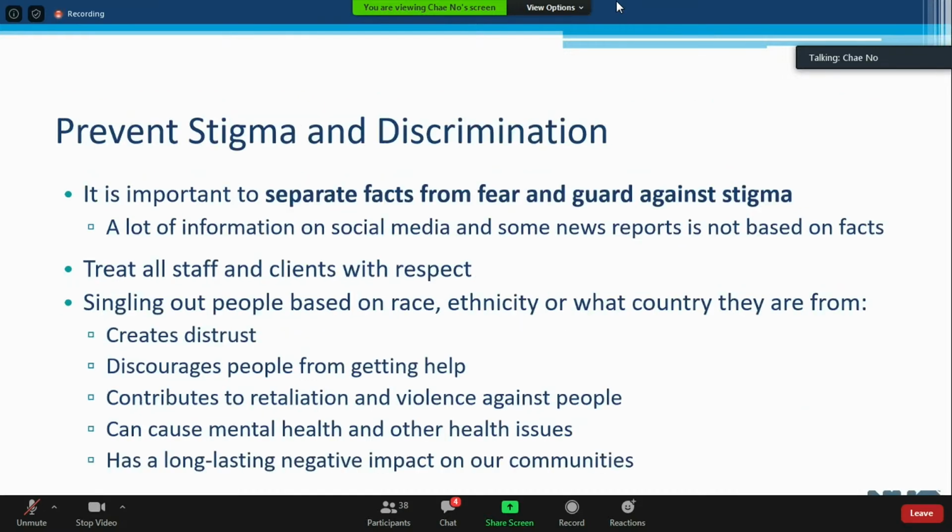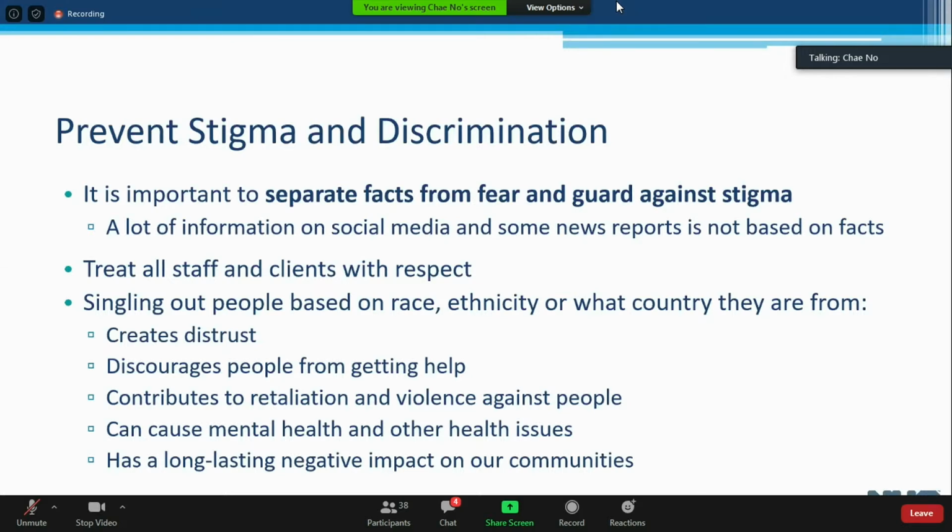There's a lot of fake news going around. So it's important to separate facts from fear and guard against stigma. A lot of the information that we see on social media and some news reports are not based on facts. They're based on presumptions. They're based on false information, prejudices, you name it.